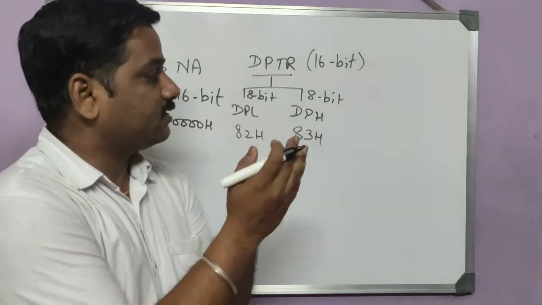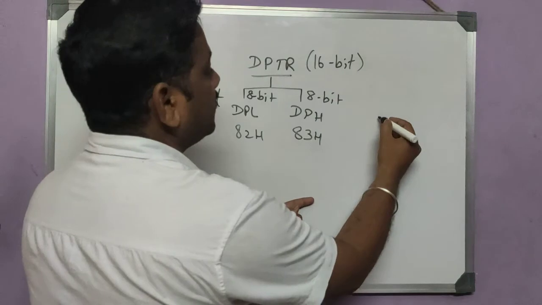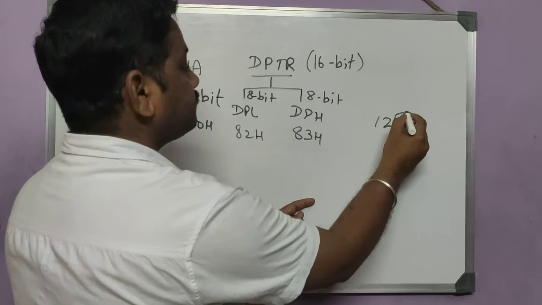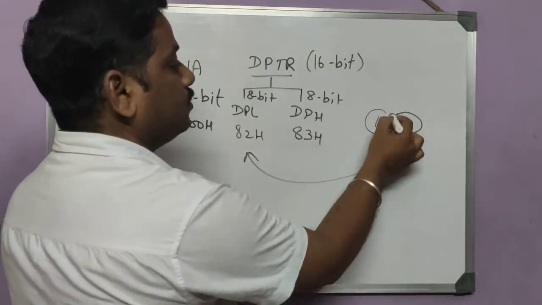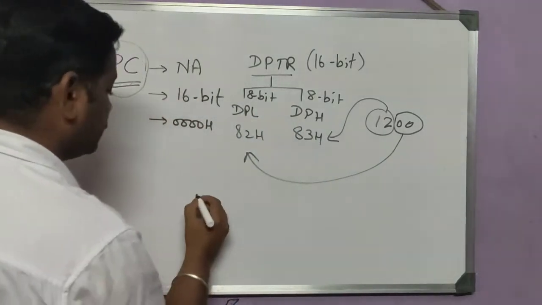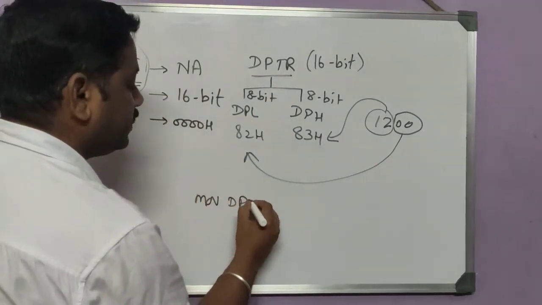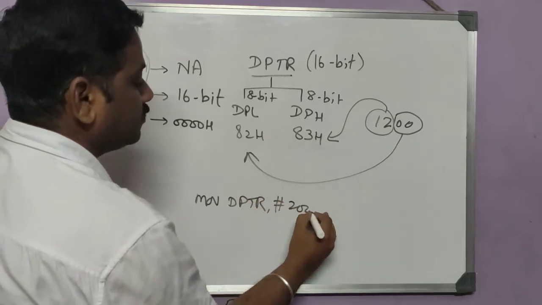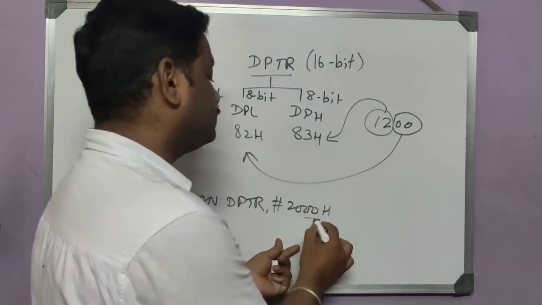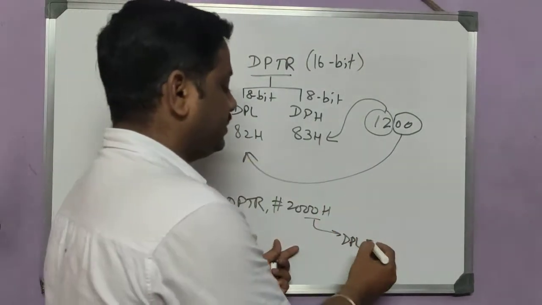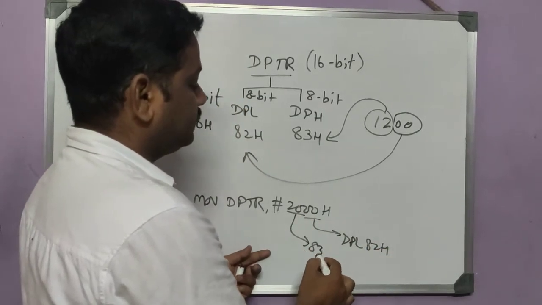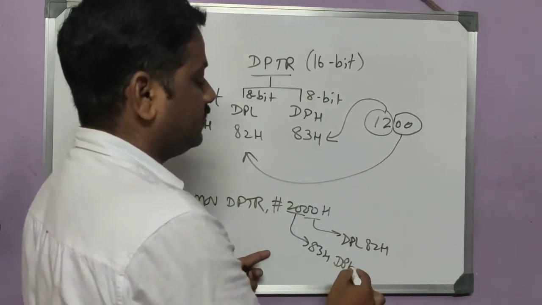Okay. So whatever, for example, if you are fetching a 16-bit address like 1200H, then this 00 will be in DPL and 12 will be in DPH by default. When you write DPTR, I will take an example: MOV DPTR, #2000H. If you write like this, 00 is the lower byte. This lower byte data will be stored in DPL, that is the address location 82H. And this 20 will be stored in 83H, which is known as DPH, the higher byte of the data pointer.